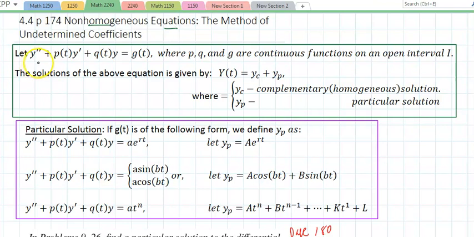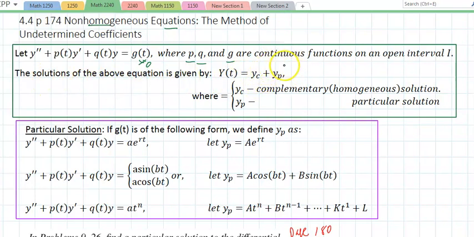So let y double prime plus p of t times y prime plus q of t times y equal g of t, the traditional differential equation. P, Q, and G are continuous functions on an open interval. If g doesn't equal 0, then that's a non-homogeneous linear differential equation. The solution of the above equation is given by y.